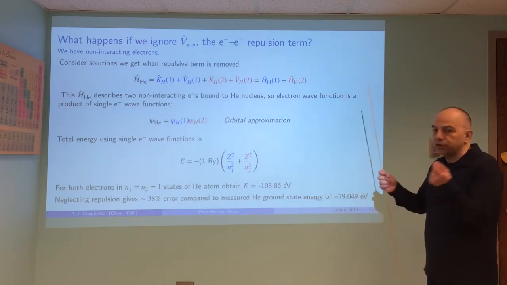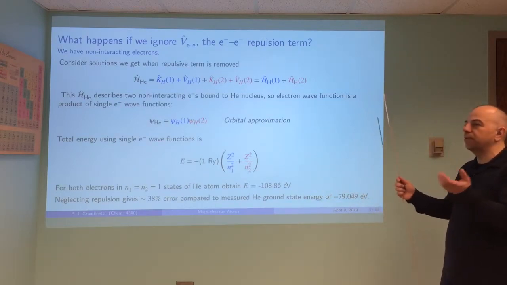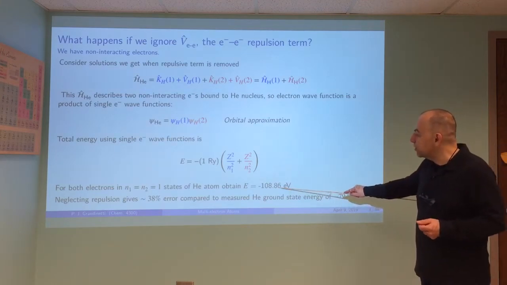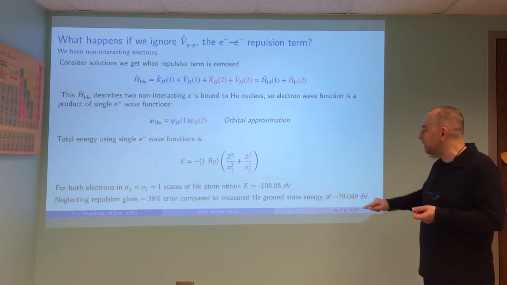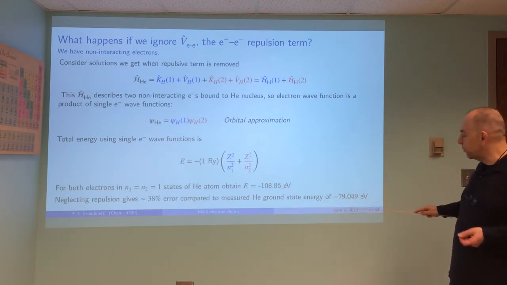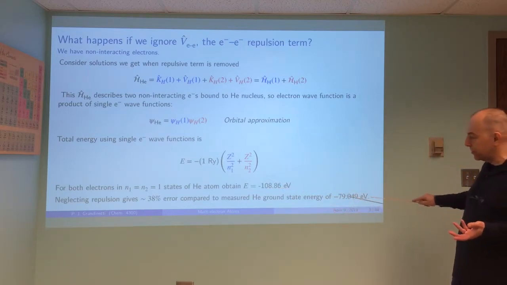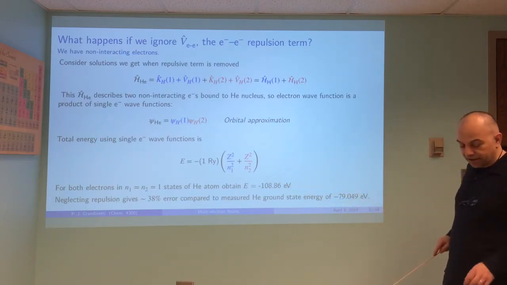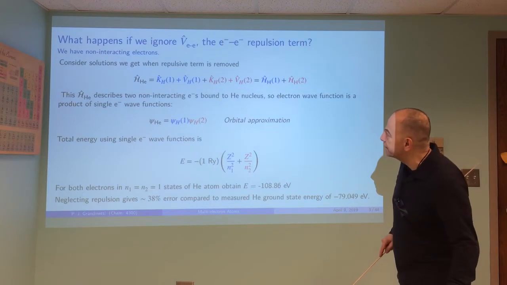And that should make sense too, right? Because the repulsion term is something that's going to push the electrons apart and is going to raise the energy. So the two electrons are going to be more tightly bound to that nucleus if there was no repulsion between them than if you added the repulsion. So this is a much lower energy, more tightly bound than this case here, which is the actual experimental energy.